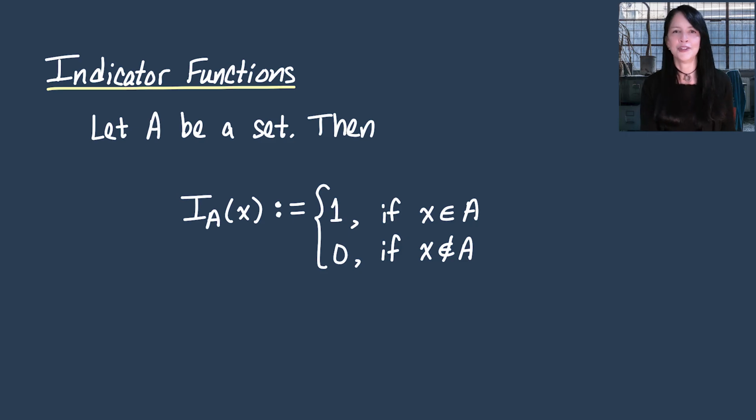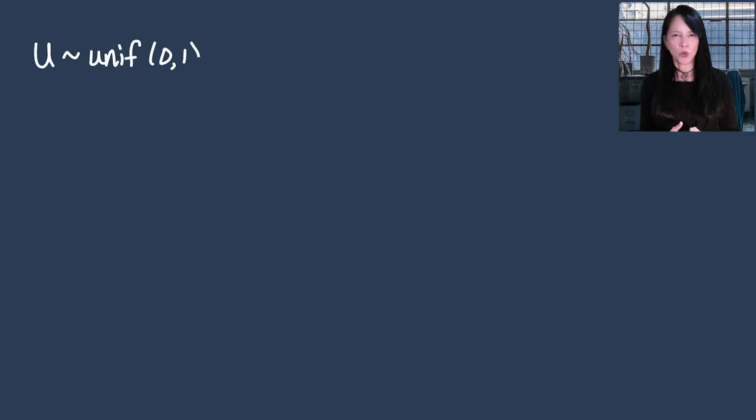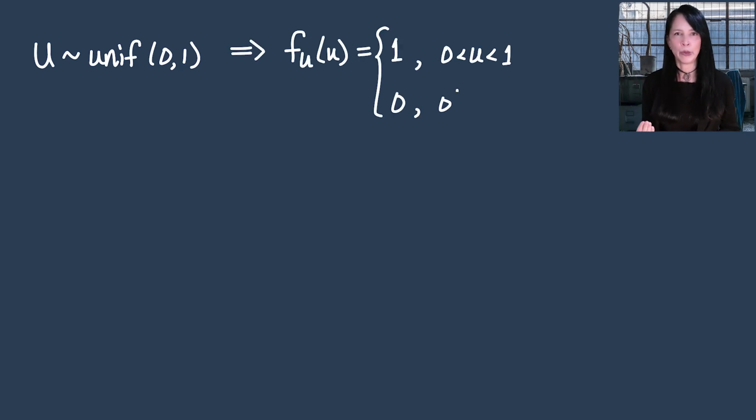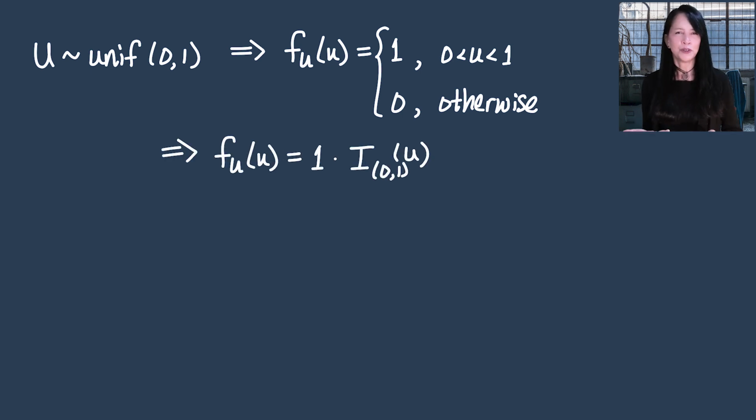There are many notations for indicator functions. But if U is uniform(0, 1), the PDF for U, I would call f sub U of little lowercase u, would be 1 if u is between 0 and 1, and you can include these endpoints or not, and 0 otherwise. I can now write this on one line as 1 times an indicator, and this is going to make the function 0 out where it should.